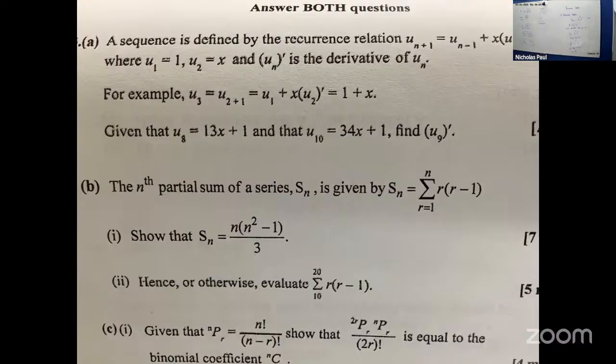Okay, when U8 is that and U10 is that, find U9. So the way you find U9, you have to create an equation with U9 in it. They show you how to find U3. U3 is U1 plus x times U2. Create an equation with U9 and it might help you. U8 is 13x plus 1.